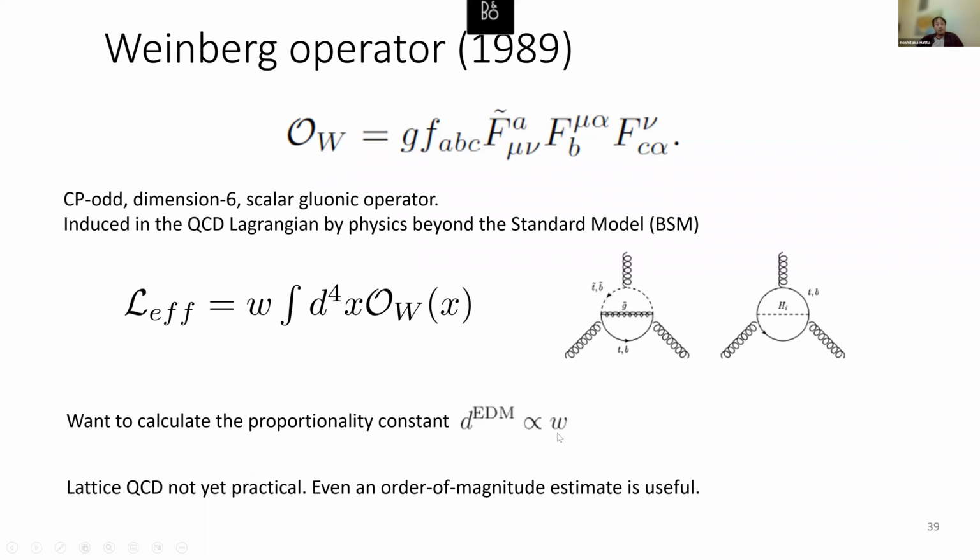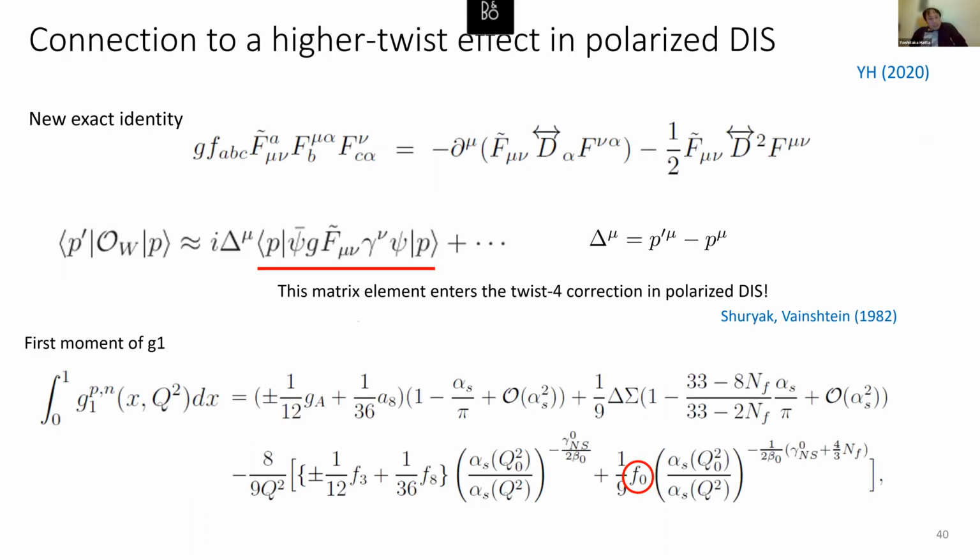This is a 100% QCD problem, which we should be able to answer in QCD. And of course, there's lattice QCD calculation, but this is a dimension 6 gluonic operator. It's a nightmare for lattice QCD. So it's not yet practical. So that's why we need some phenomenological insight into this problem, and even an order of magnitude estimate is useful actually. So what I did is the following.